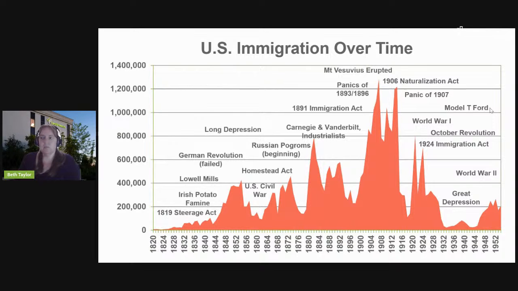The other thing to keep in mind, and I thought this was interesting, I didn't really pull it out, but a lot of the times where we get really major dips in immigration, it's either because we're in the middle of a war.